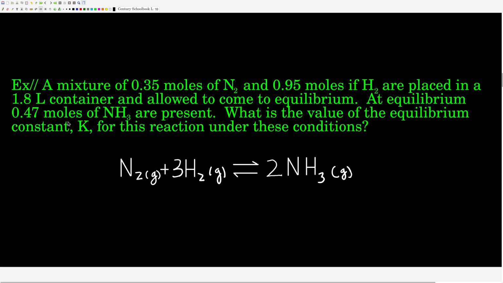At equilibrium, so now we're not in the beginning of the reaction anymore, we have 0.47 moles of ammonia. What's the value of the equilibrium constant K for this reaction under these conditions? I'm going to let you guys work this out real quick and come back when you get an answer. But remember, these are initial concentrations here. This is the equilibrium concentration here. That's different and it matters.